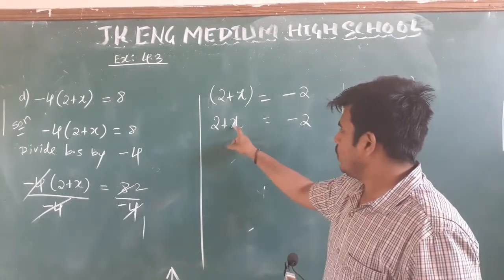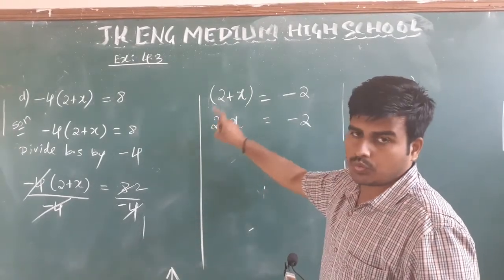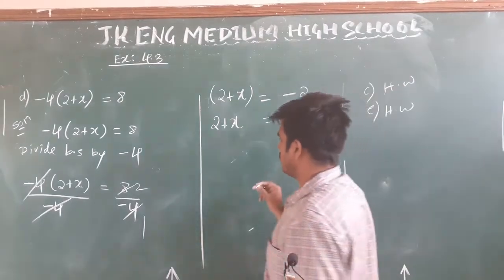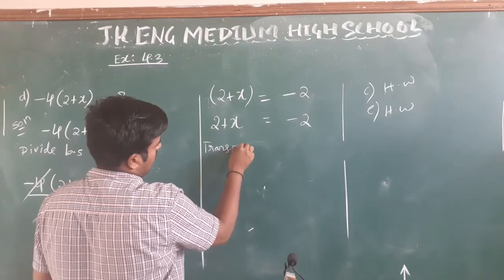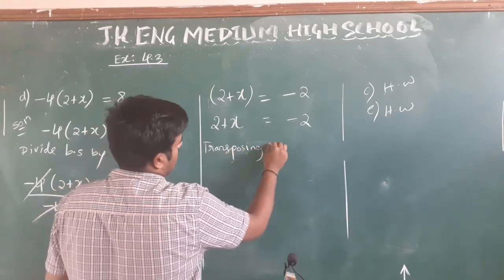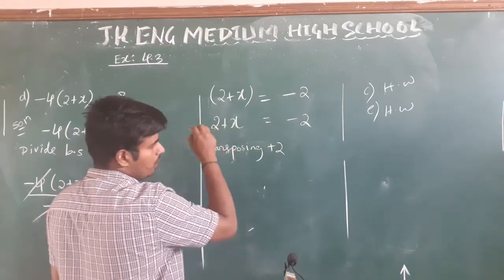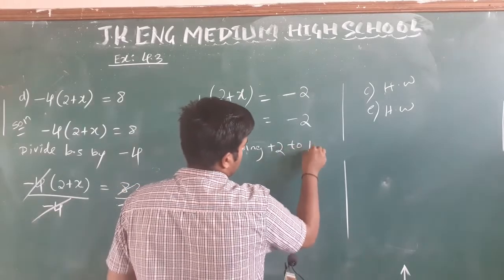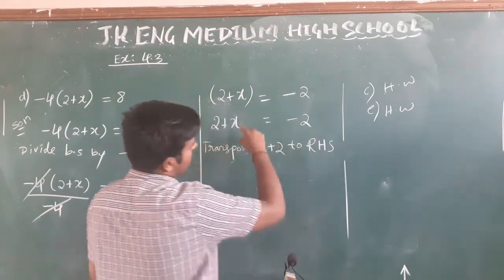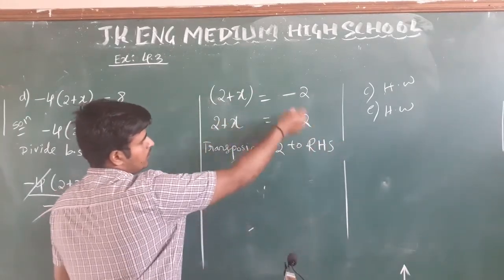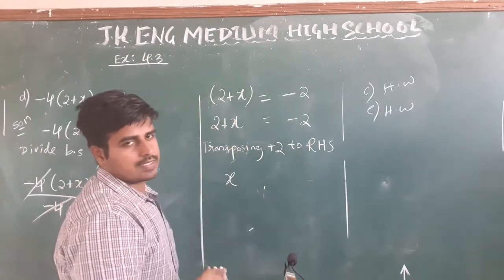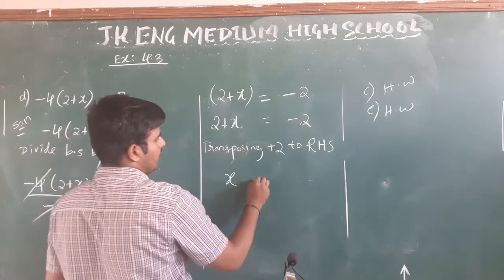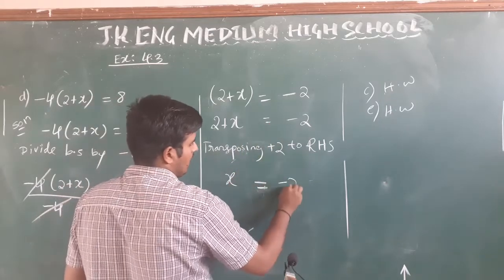Now you want x, you need to move this plus 2 to the RHS by transposing. Plus 2, it's plus 2, no? Plus 2 to RHS. So the plus 2 moves this side, what remains? X remains or plus x remains, both are same. Equality sign, minus 2 as it is, will come here.